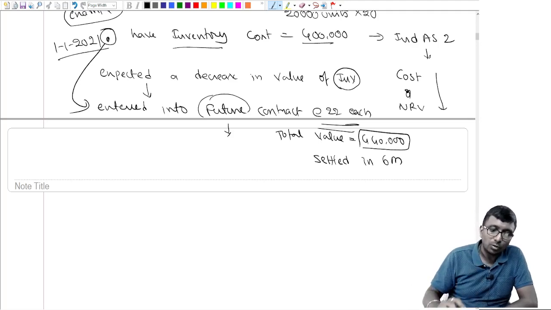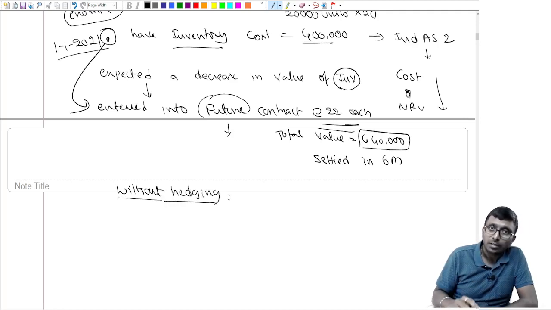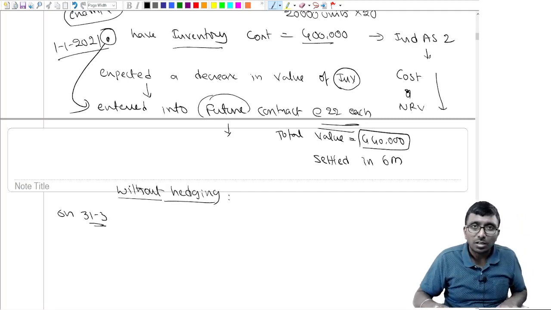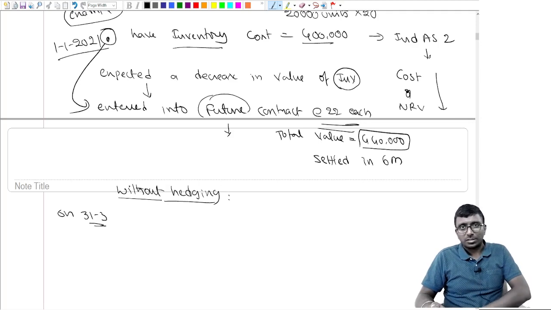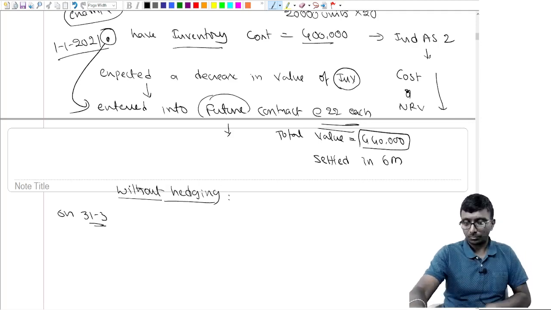Now let us see. Let me give an example. I will give you some information. Suppose without hedging, how will it happen? Without hedging, what will happen? Say on 31st March, or on the date of settlement, anything you can say. Otherwise, first we'll see the 31st March position. Let us discuss.